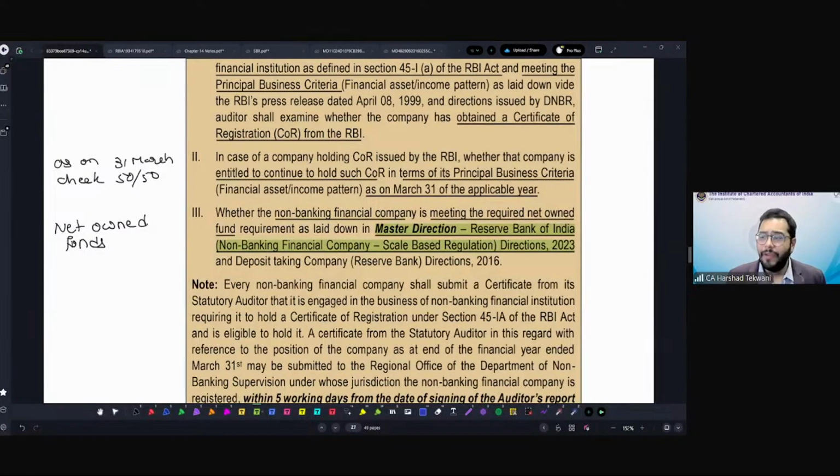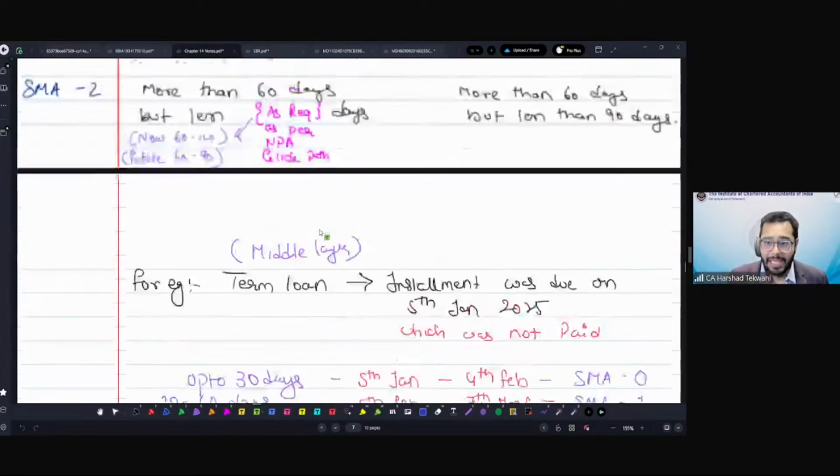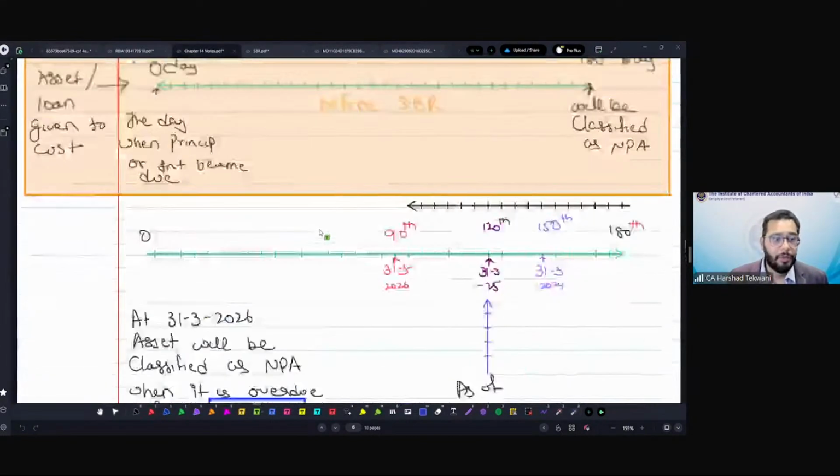Quickly, what is the requirement for the net owned funds? We discussed the requirements. Yes, Kriti.